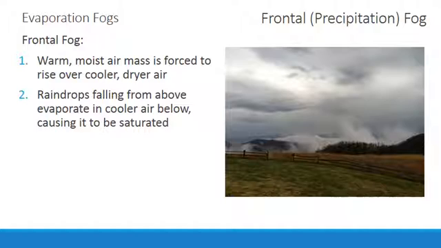Frontal or precipitation fog forms along frontal boundaries where warm, moist air masses rise up over cooler, drier air. That is enough to generate a frontal fog. The foggy conditions result because the raindrops falling from relatively warm air above the frontal surface evaporate in the cooler air below, causing it to become saturated. Frontal fog, which can be quite thick, is most common on cool days during extended periods of light rainfall.